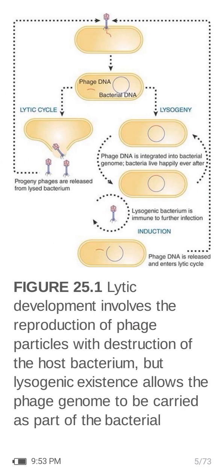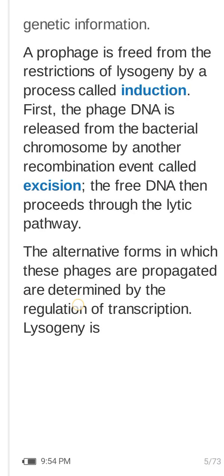So the lytic cycle is happening, in which progeny phages are released from the lysed bacterium. But with phage DNA and bacterial DNA, lysogeny is happening. There must be some lysogenization, where phage DNA is integrated into the bacterial genome. The bacteria live happily ever after. The lysogenic bacterium is immune to further infection. In induction, phage DNA is released and enters the lytic cycle.